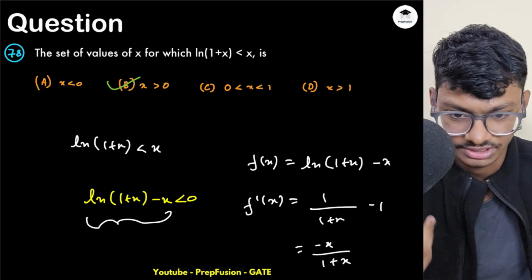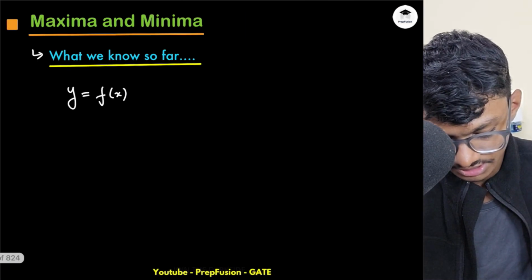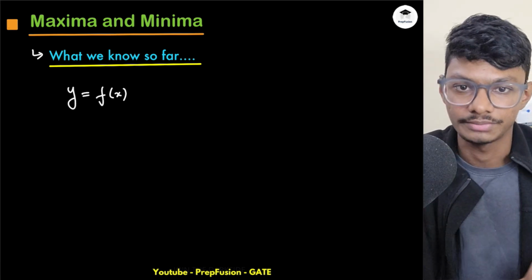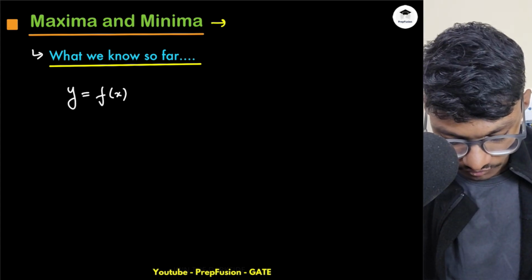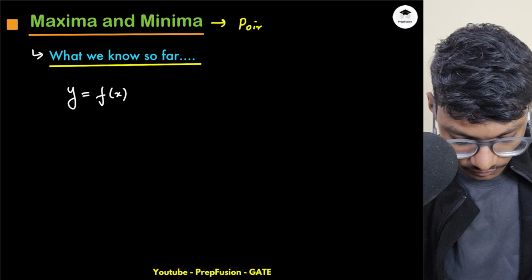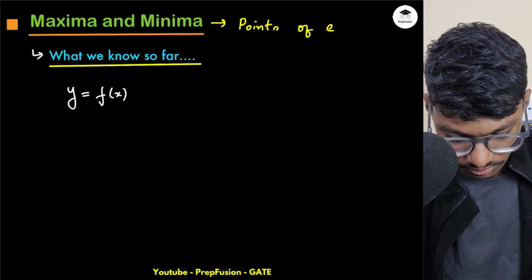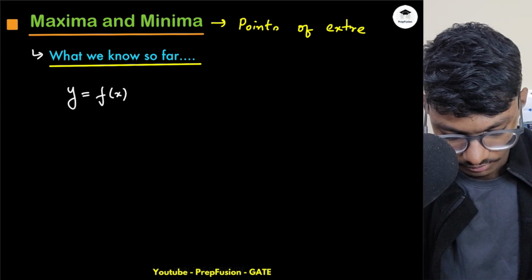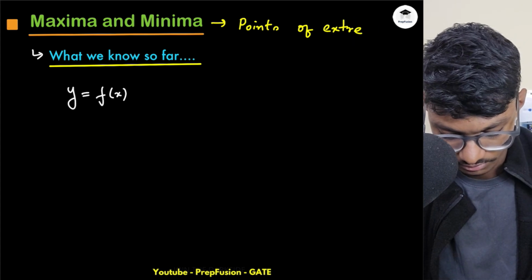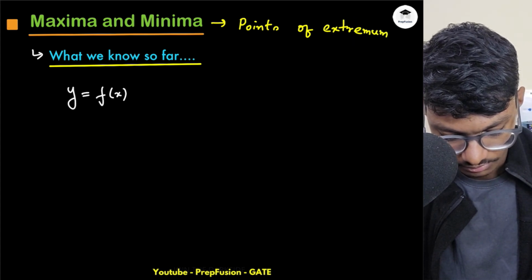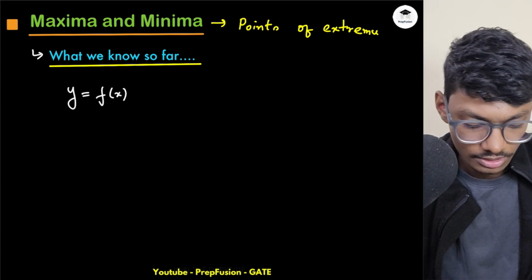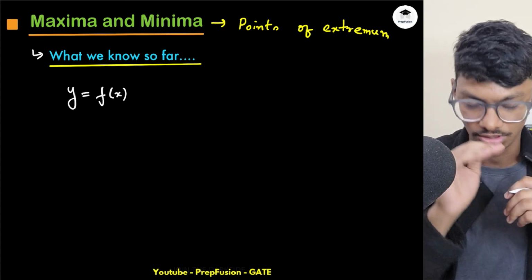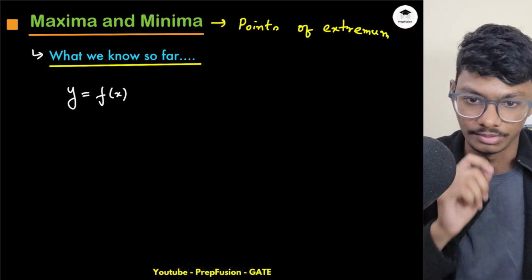Okay, so this is how you solve this question. You can solve this graphically also, but you don't need to. So next, we'll start with maxima and minima, and what we know about them. So what do maxima and minima mean? Maxima and minima are basically points of extremum. What do you mean by anything extreme? Extreme means either it's very high or very low, nothing in between. That's why they are known as points of maxima and minima.